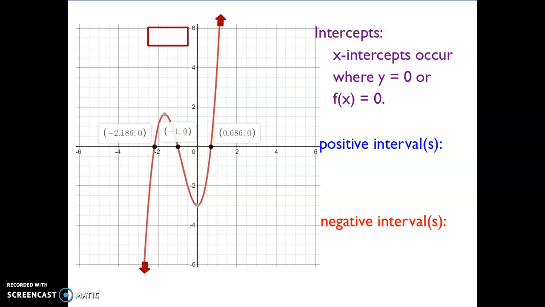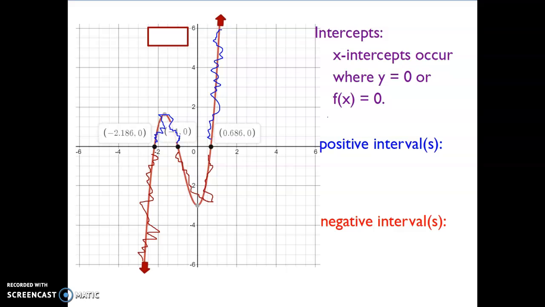Let's do positive first. Okay, what does positive mean? Positive means it's above the x-axis. So this whole area right here is above the x-axis, and this whole area right here is also above the x-axis. All right, how about negative? Negative means below the x-axis. So that's this area and also this area. So we're going to have 2 intervals for each of those.